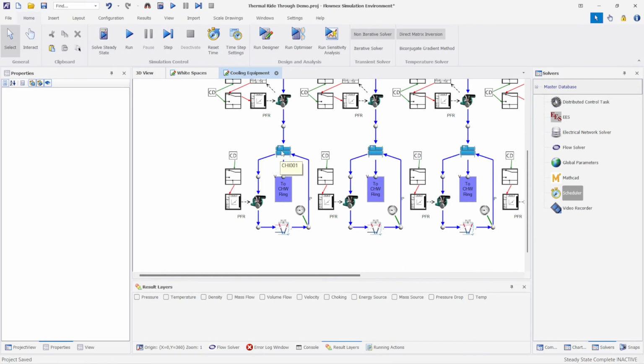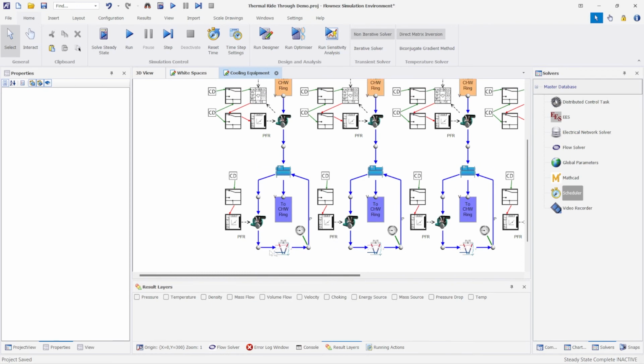For each of the chillers, we're modeling these as water-cooled chillers. So we have a cooling water ring here, a separate ring per chiller, with a cooling water pump and a HDAC model to simulate the heat transfer to ambient.